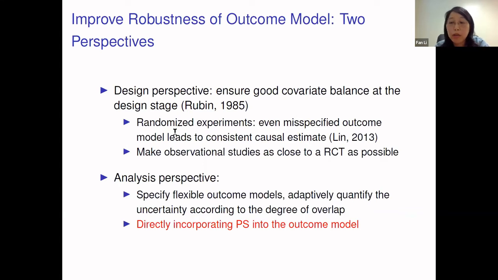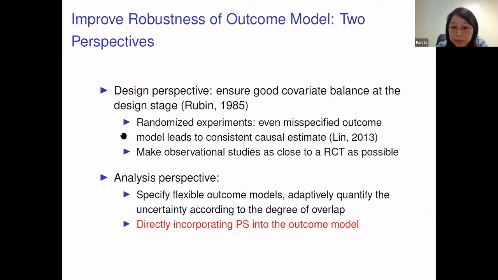You can do an outcome model, and even if your model is wrong, you still get a consistent estimate of the ATE. That's great. But when we do an observational study, we don't have that luxury. What do we do? The idea is to try to make your observational data as close as possible to a randomized experiment. How do you do that? Well, you do matching or you do weighting. And usually those methods heavily involve the propensity score, or the assignment mechanism. So that's where you can see the propensity score enter into the picture. That's purely from a design perspective.